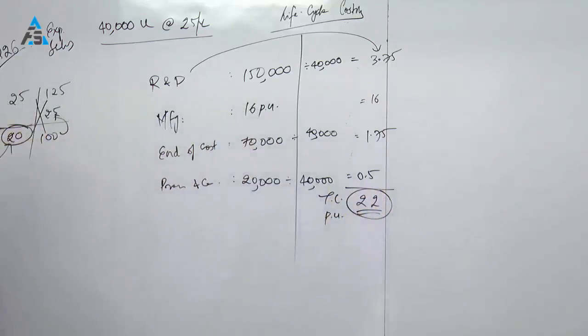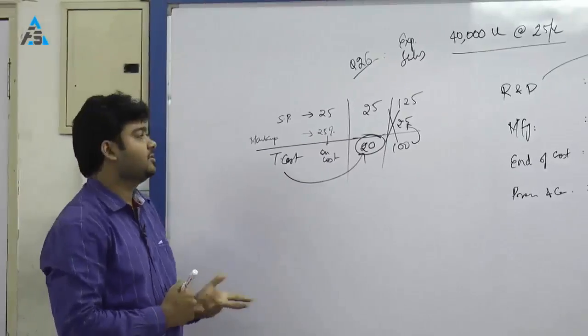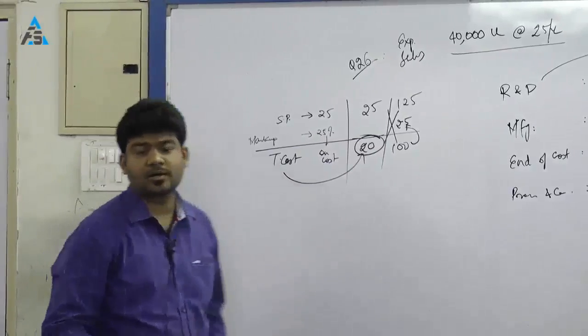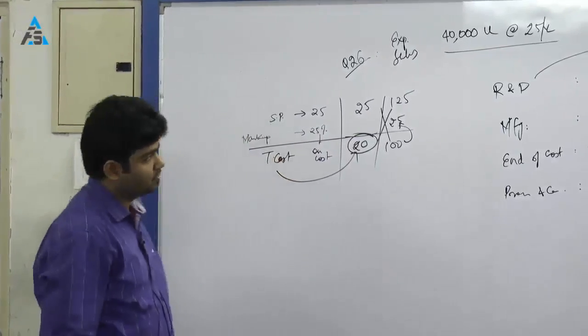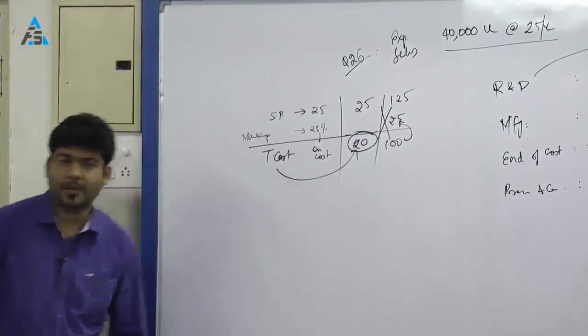Target cost that we have calculated is 20, and therefore we will not make the product because it is not yielding us the required markup that we want. So we will not manufacture the product.